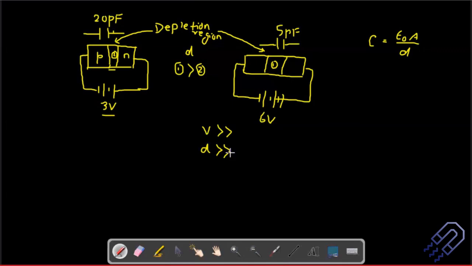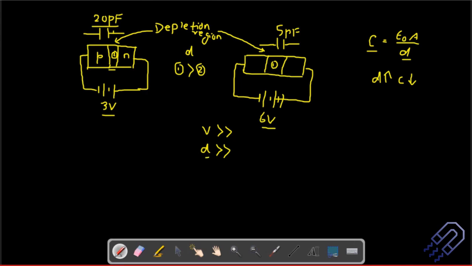So if the width of the depletion region increases, the question is what happens to the capacitance, right? If the width of the depletion region increases, that means D increases. So if D increases, capacitance will reduce, correct? Yes, sir. So if you are having a circuit where the voltage is 3 volt, the capacitance is, let's say, 20 picofarad. I'm just taking an example. If you are having another circuit where the voltage is 6 volt, that means the voltage is more.